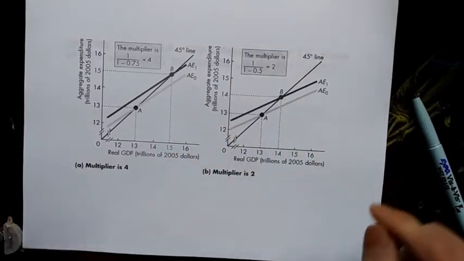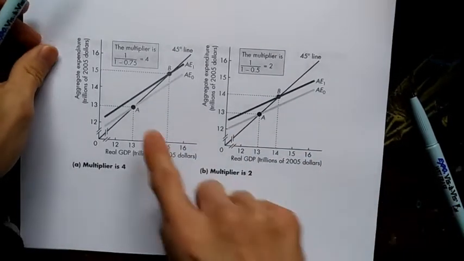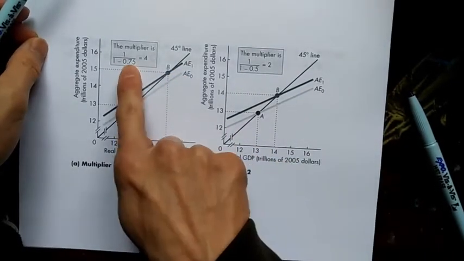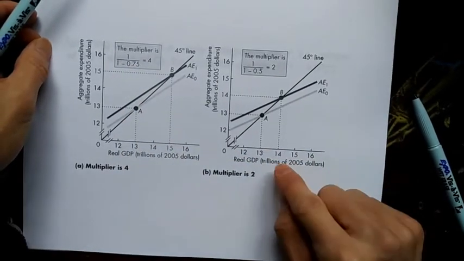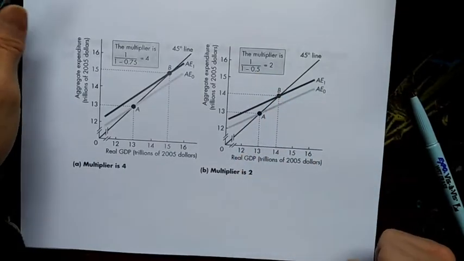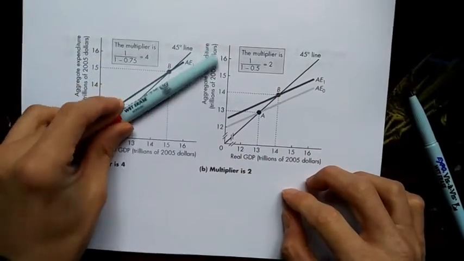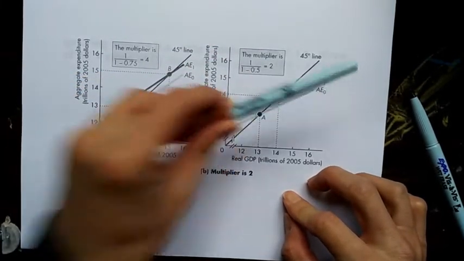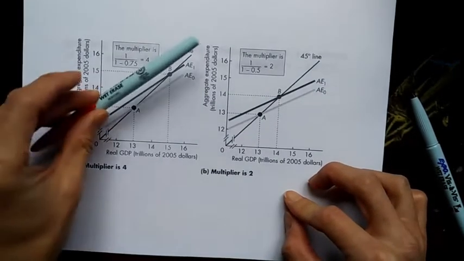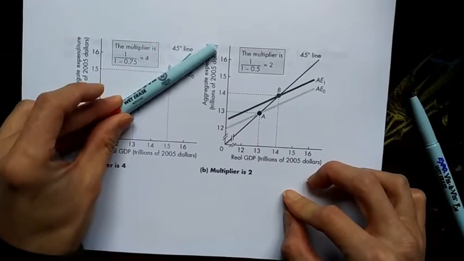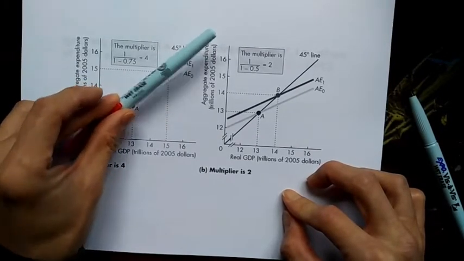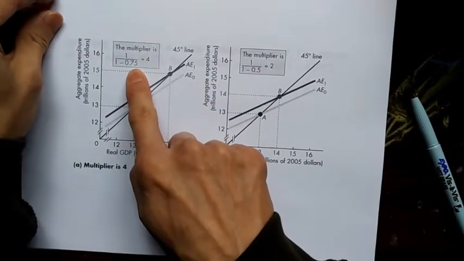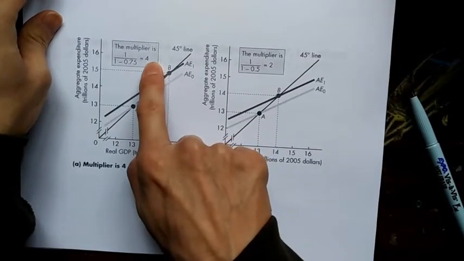Now let's look at these two examples. This one, the slope of the aggregate expenditure function is 0.75. This one, the slope of the aggregate expenditure function is 0.5. That is, this country has a steeper aggregate expenditure function. This country has a flatter aggregate expenditure function. That is, in this country, the aggregate expenditure function has a bigger slope than the aggregate expenditure function in this country. The result: the multiplier of this country is 4.